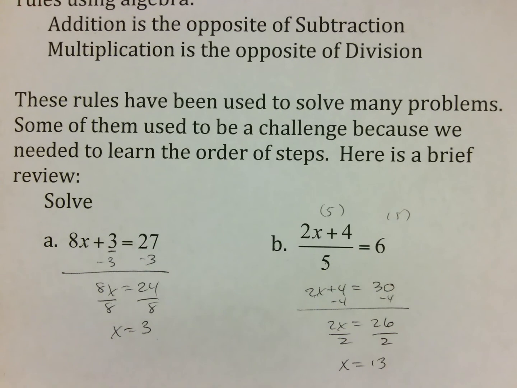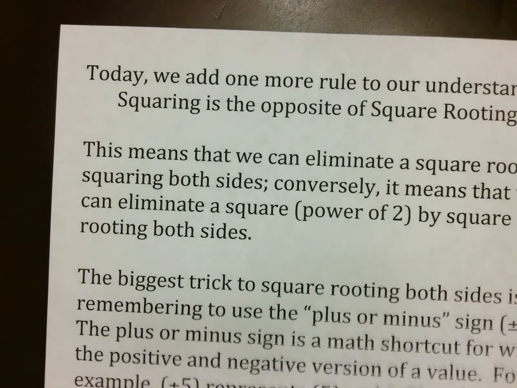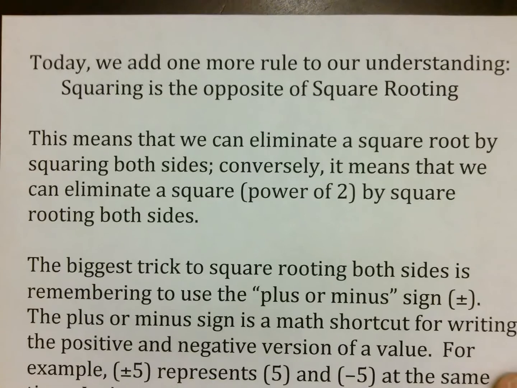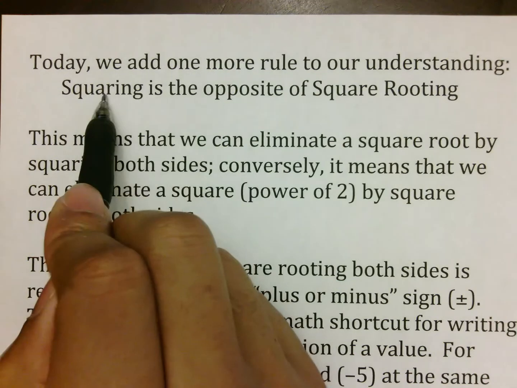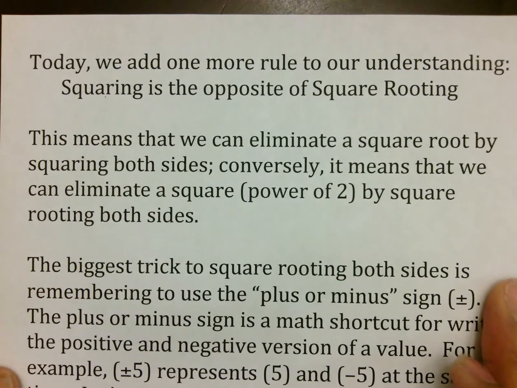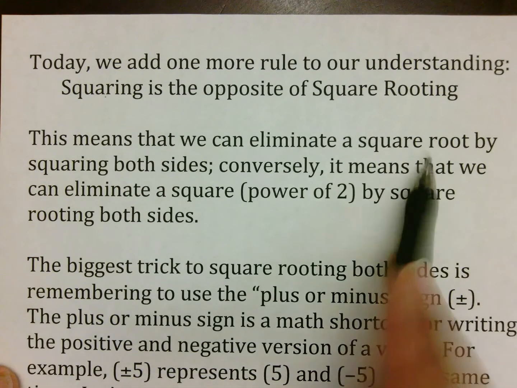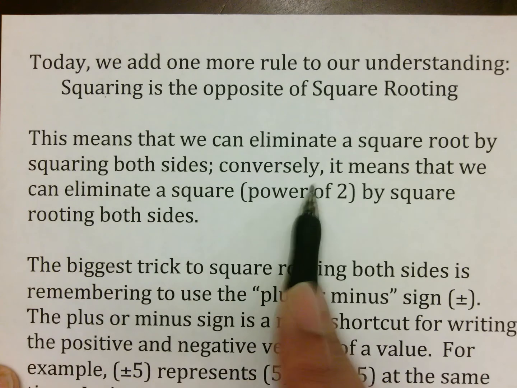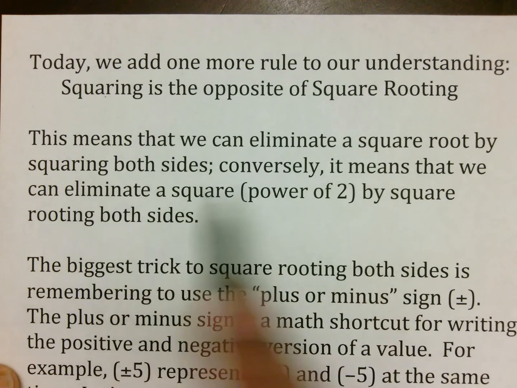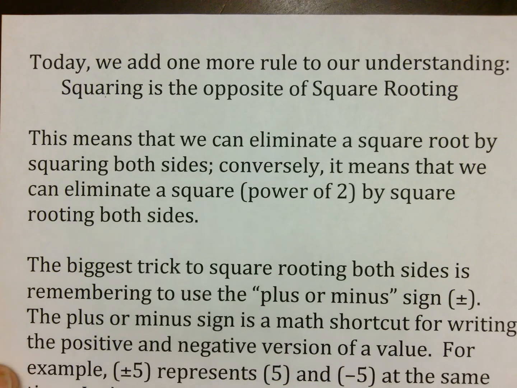Again, that was the algebra that we used, and it's going to stay about the same, except we have to take one more rule into note. So you might want to write this rule down: squaring is the opposite of square rooting. That means that we can eliminate a square root by squaring both sides, and conversely it means that we can eliminate a square, which means a power of 2, by square rooting both sides.